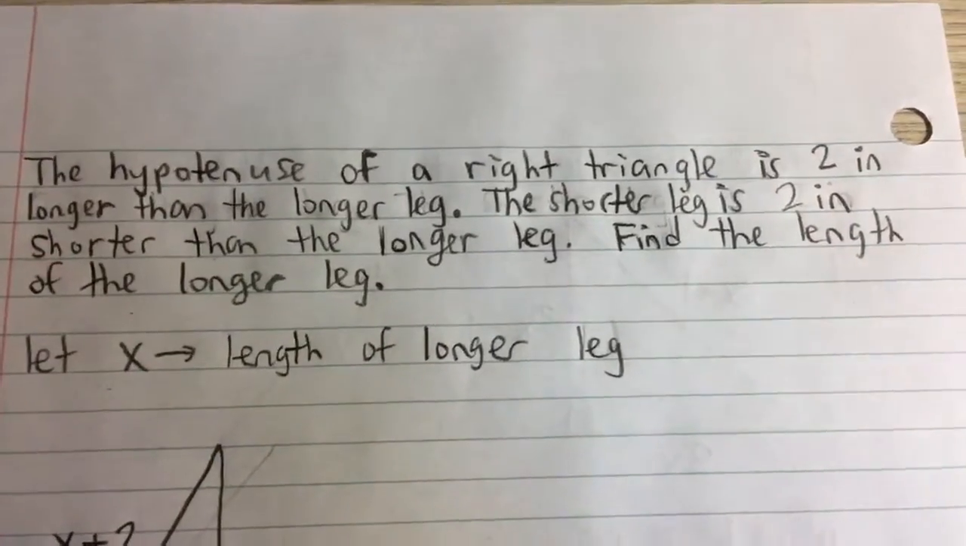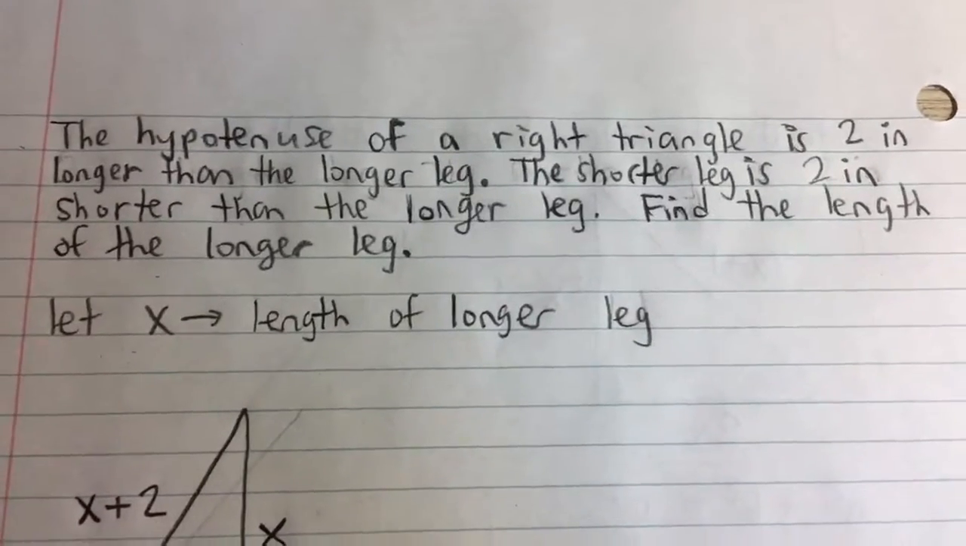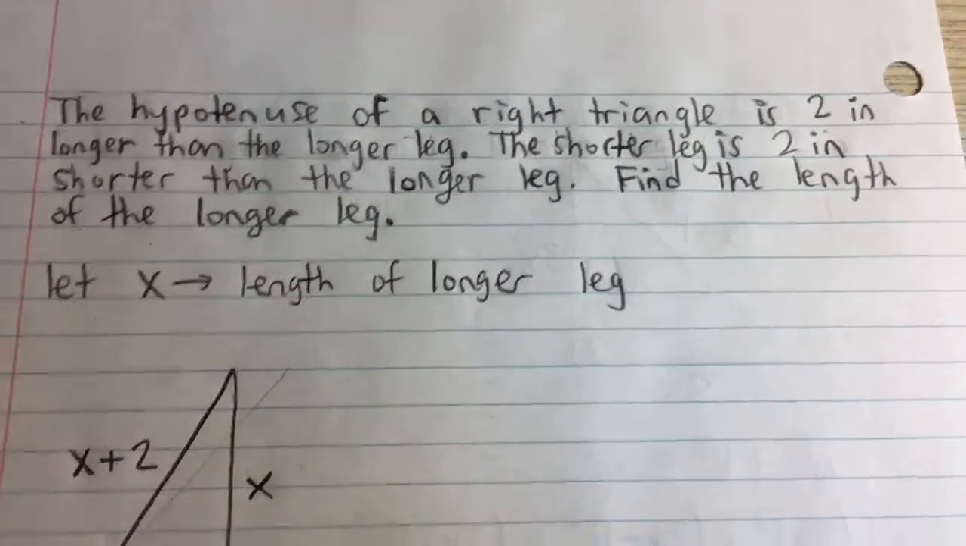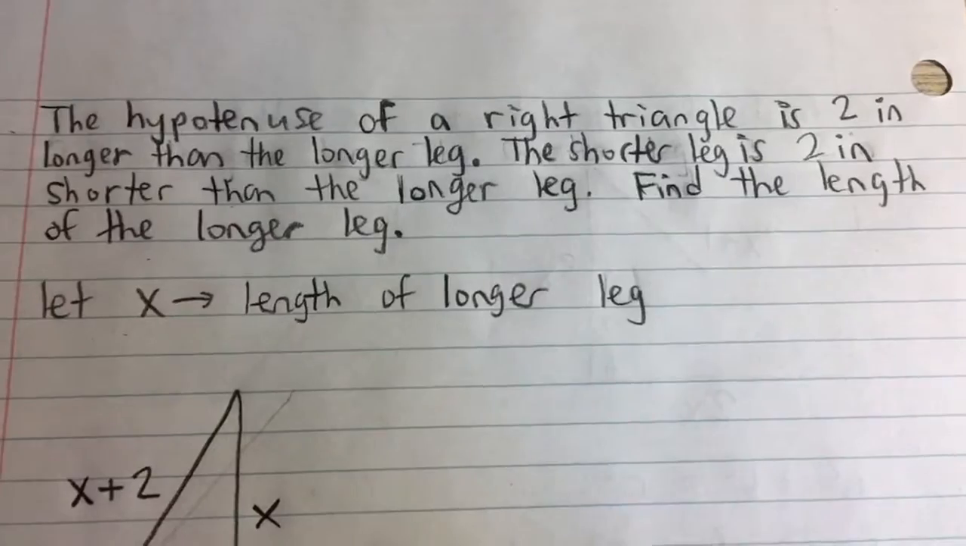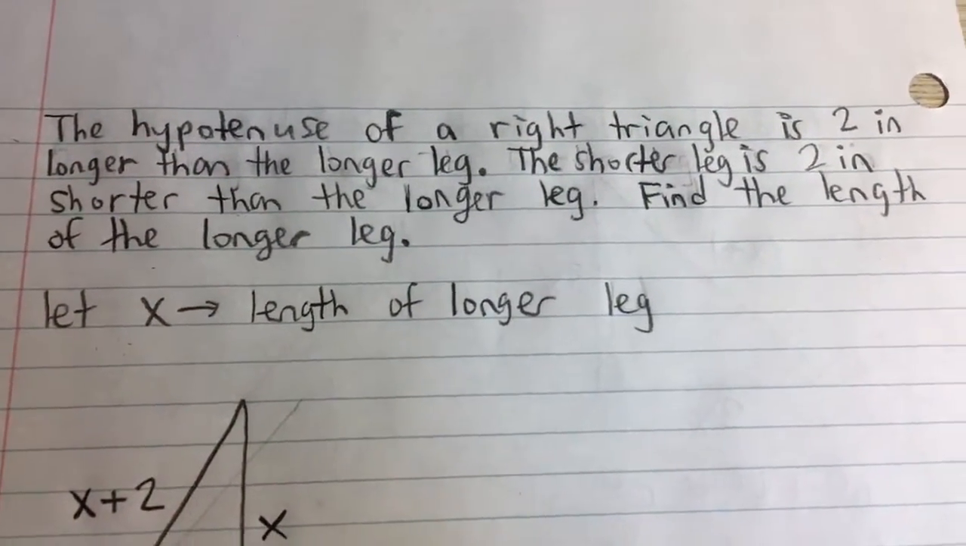The hypotenuse of a right triangle is 2 inches longer than the longer leg. The shorter leg is 2 inches shorter than the longer leg. Find the length of the longer leg. So, first off, I'm going to set a variable. Let x be the length of the longer leg.